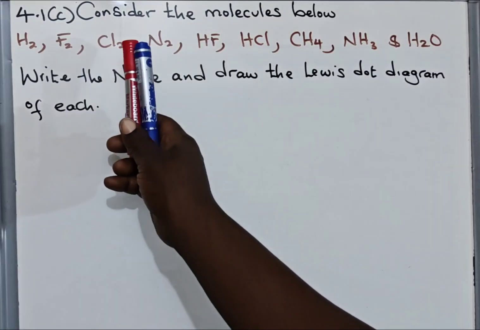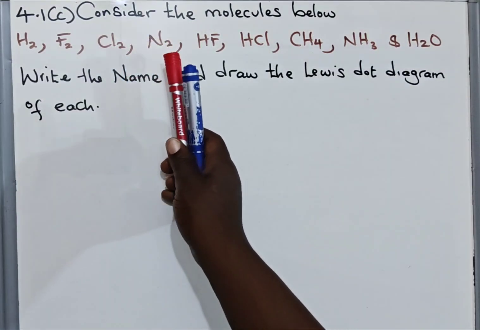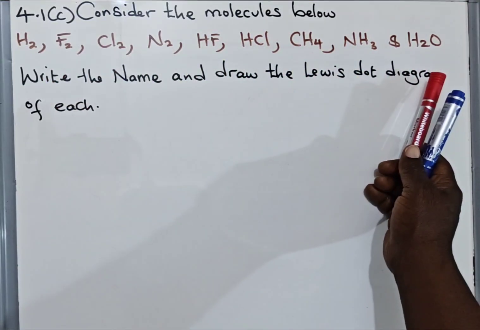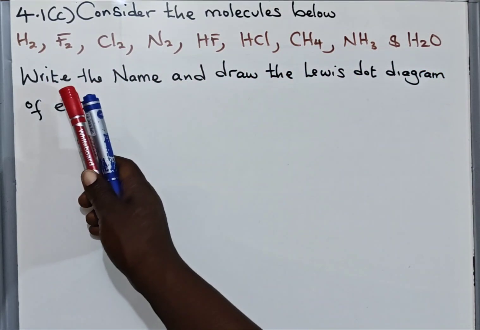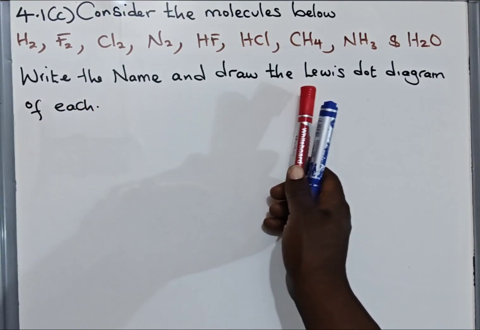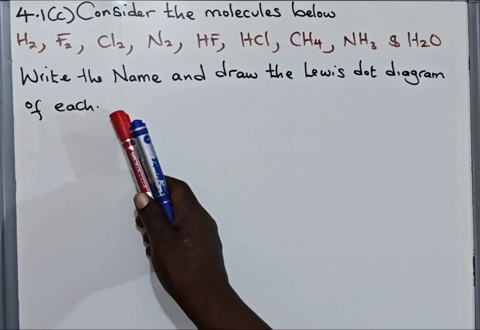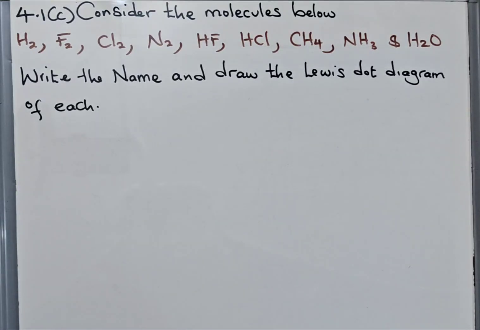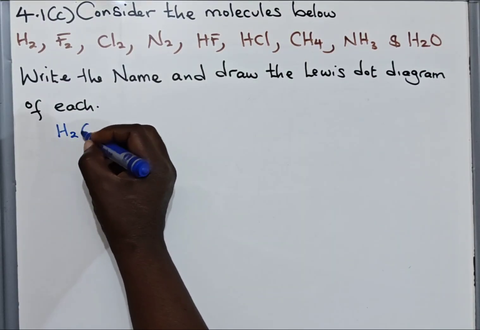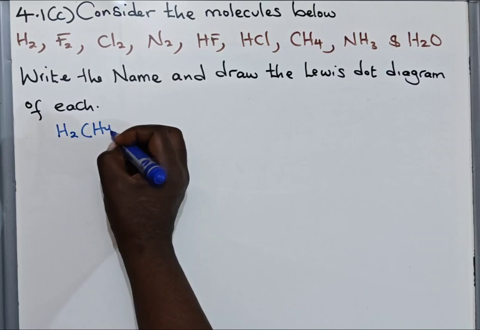Then you come to this one. It says, consider the molecules below. These are the molecules we have. The question says to write the name and draw the Lewis dot diagram of each. Let us start with H2. What's the name of H2? It is hydrogen molecule.